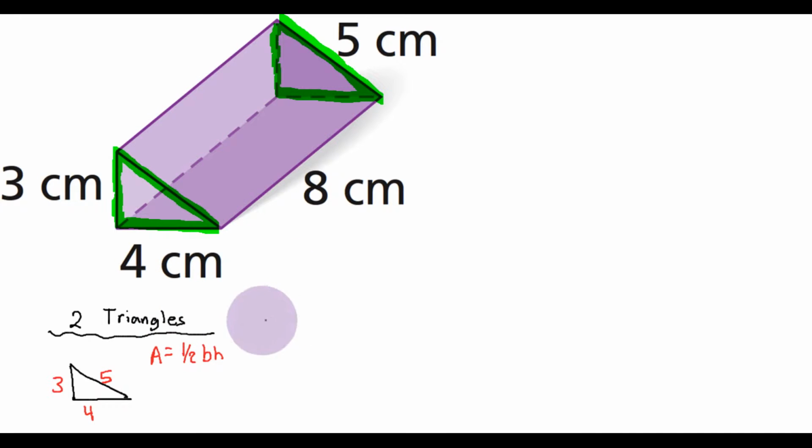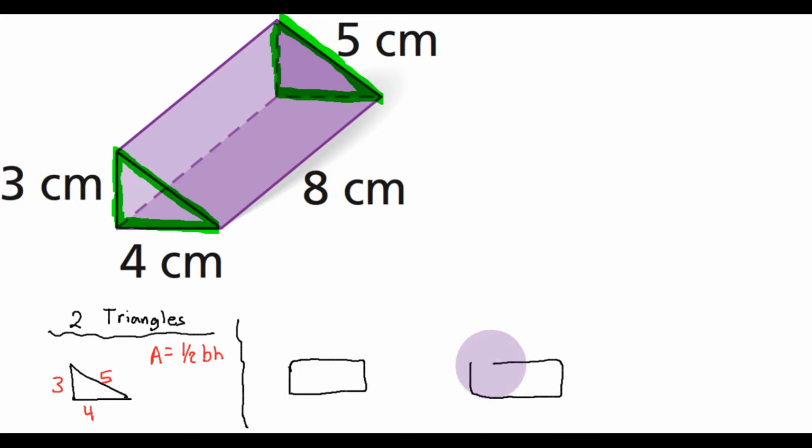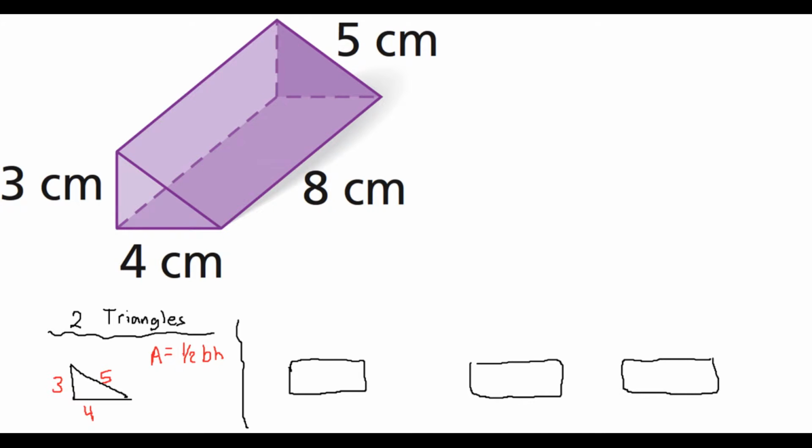The next thing I want to do is just make a little bit of a divider and ask myself, how many rectangles do I see? Well, I see 3 rectangles, but I don't know that they're all the same size. So I'm just going to draw 3 individual rectangles below. So here's one rectangle, a second rectangle, and a third rectangle. Great.